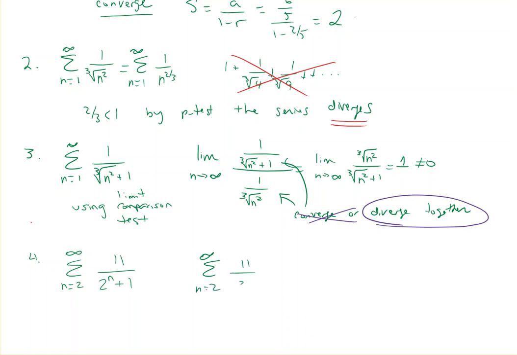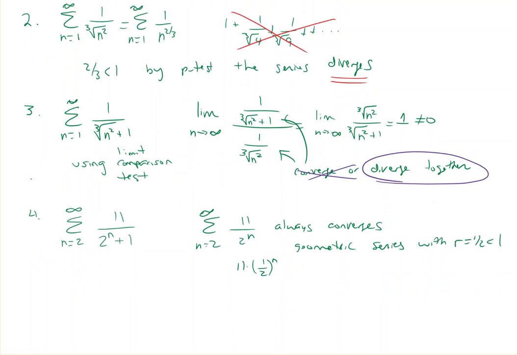If I look at this, that's a geometric series, right? And this guy here is always going to converge, because it's a geometric series with r equal to 1/2, which is less than 1. If you don't see that, folks, you can just rewrite it like that. Okay, so we have a nice, beautiful sequence that we know converges.